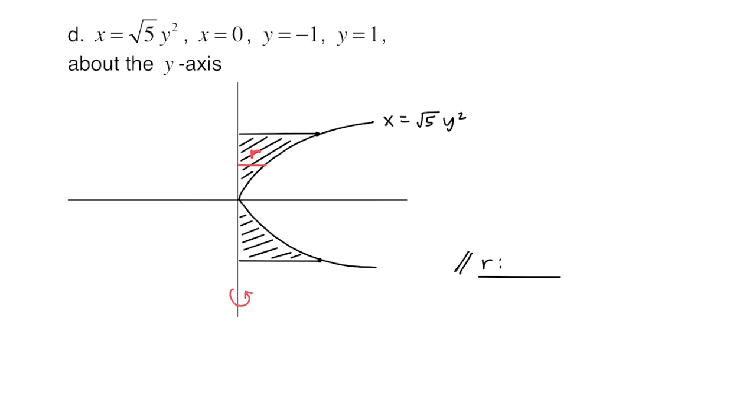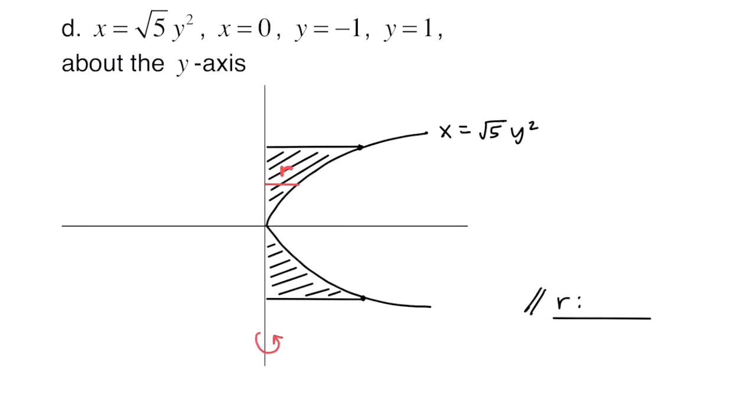Then we have x equals 0, which is this line or the y-axis. Then we have y equals +1 and y equals -1. So your shaded region is right here and right here. And then I did the arrow of rotation right there just to indicate that we're rotating around the y-axis.